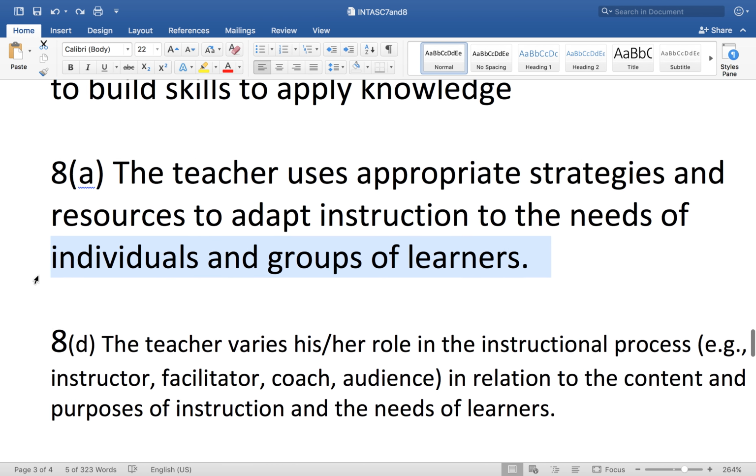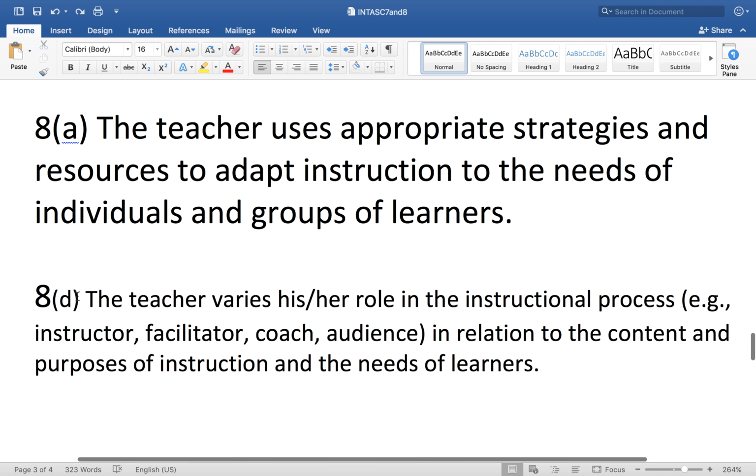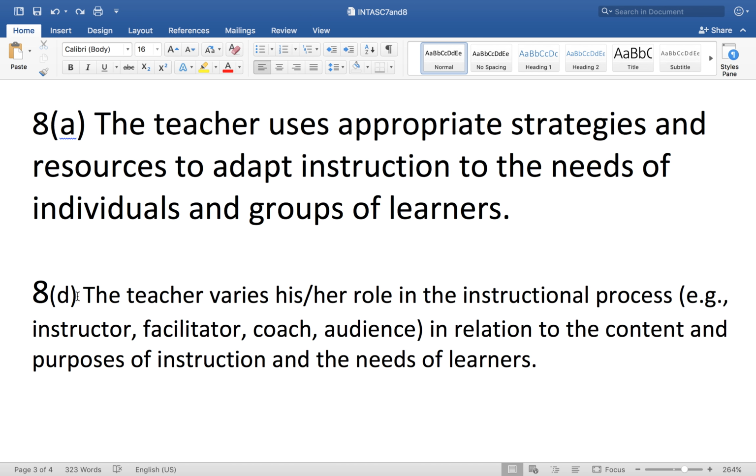Okay, so 8A is good because it talks about this idea of differentiated instruction, which is especially important if we're trying to make some specialized tools for children with disabilities. 8A says the teacher uses appropriate strategies and resources to adapt instruction to the needs of individuals and groups of learners. So we talked about this. If we have a particular reading group that needs help on a particular thing, it's our responsibility to be able to differentiate what would be a lesson for the whole class and maybe make some special either activities or features for students who are struggling or maybe need a little bit extra help here or there.